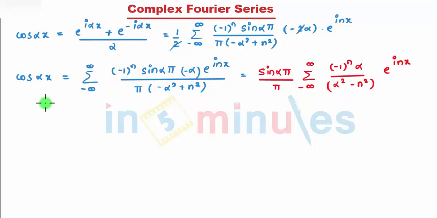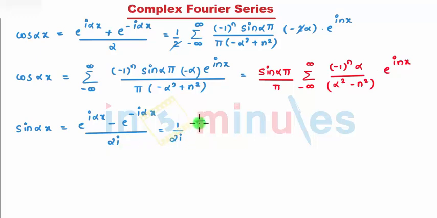Similarly, when I add the sine alpha x formula, that is e raised to alpha x minus e raised to minus alpha x, whole divided by 2i, I get 1 upon 2i. Again, when you see minus infinity to infinity, the common things I just write: minus 1 raised to n, sine alpha pi. I'll obviously get sine alpha pi divided by pi into minus alpha square plus n square, and then I get here minus 2n into e raised to i nx.